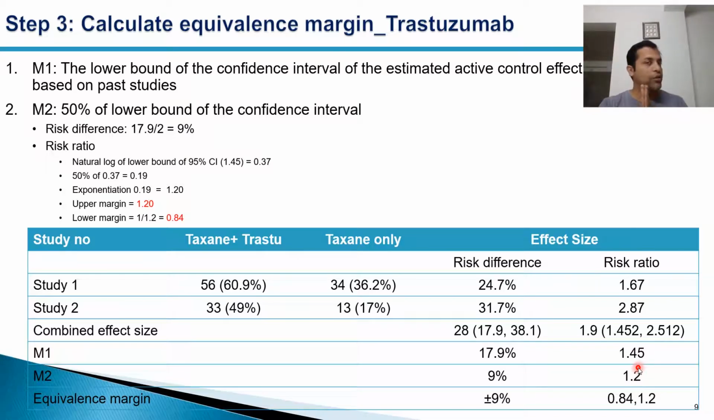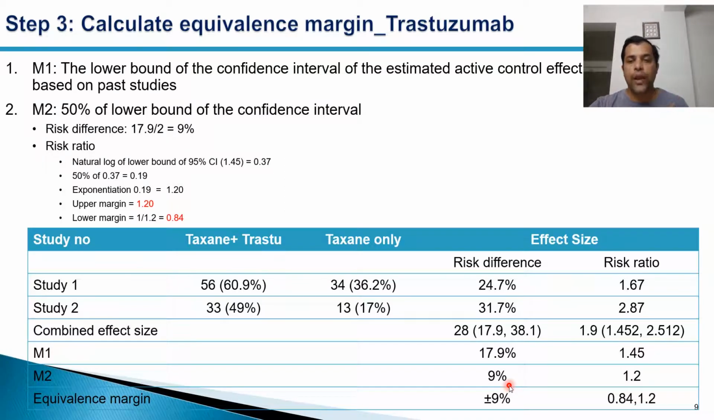So we are on the last step of margin calculation. So now we have calculated what is M1. So now you would have a fair idea how to derive M1. All right. Now M2. What is M2? M2 is 50% of the lower bound of confidence interval. So M1 was 17.9 for effect size. When we take 50% of this lower bound, M2 will come to 9%. Okay, so my M2 is 9%.